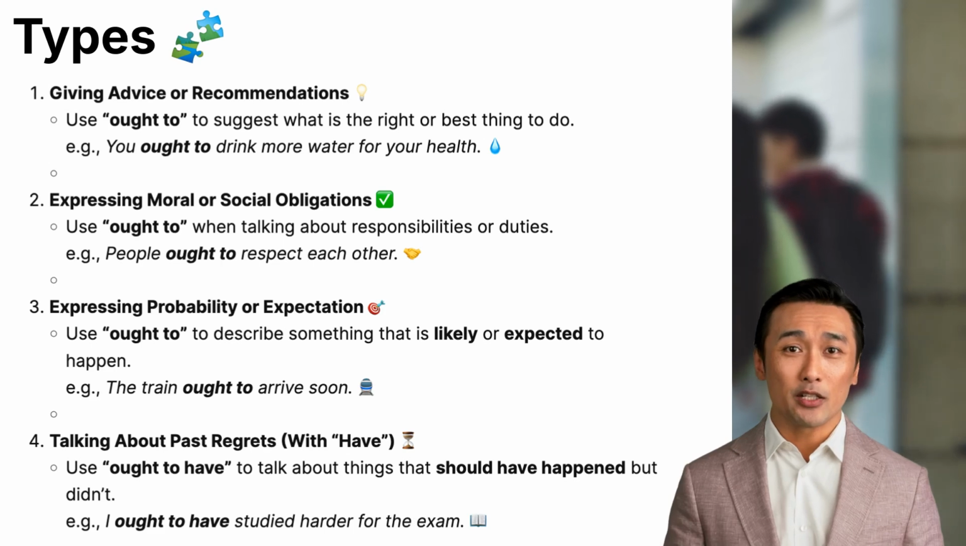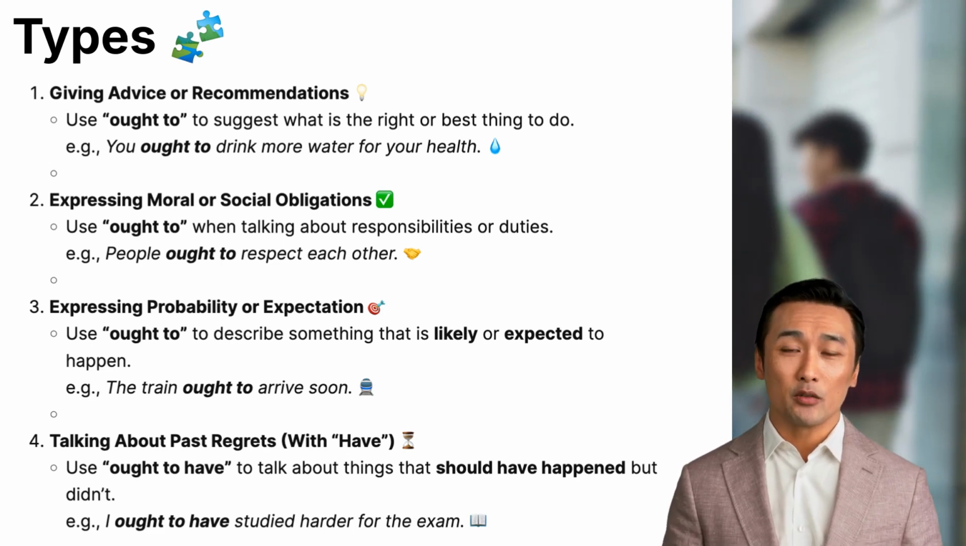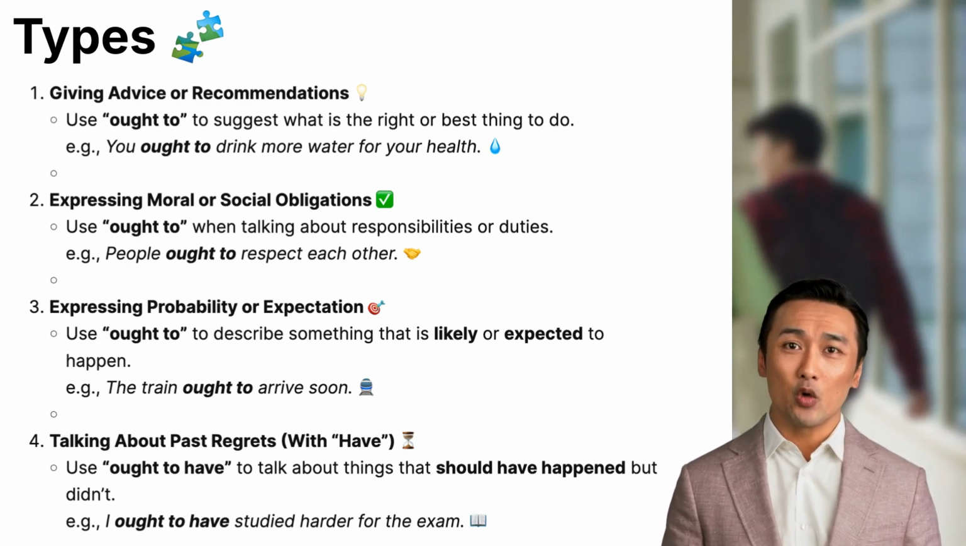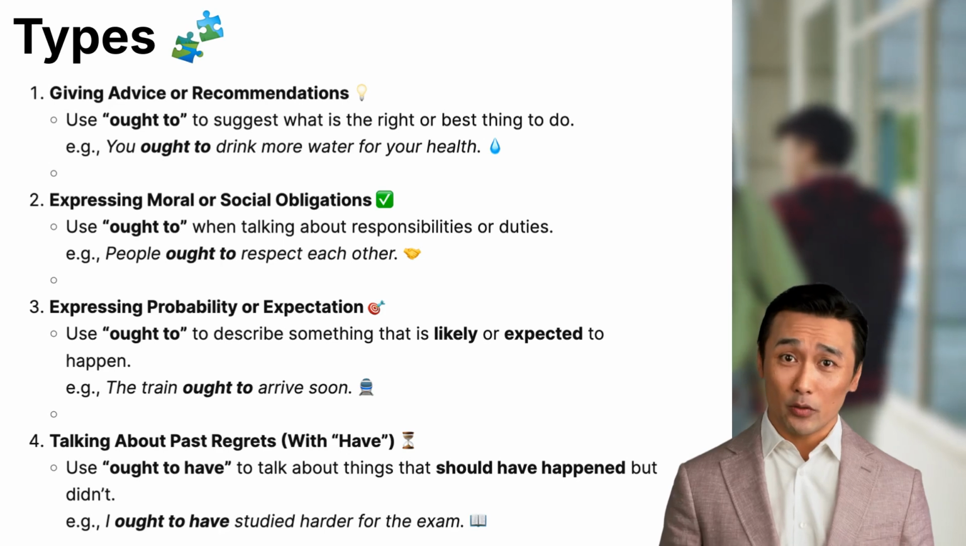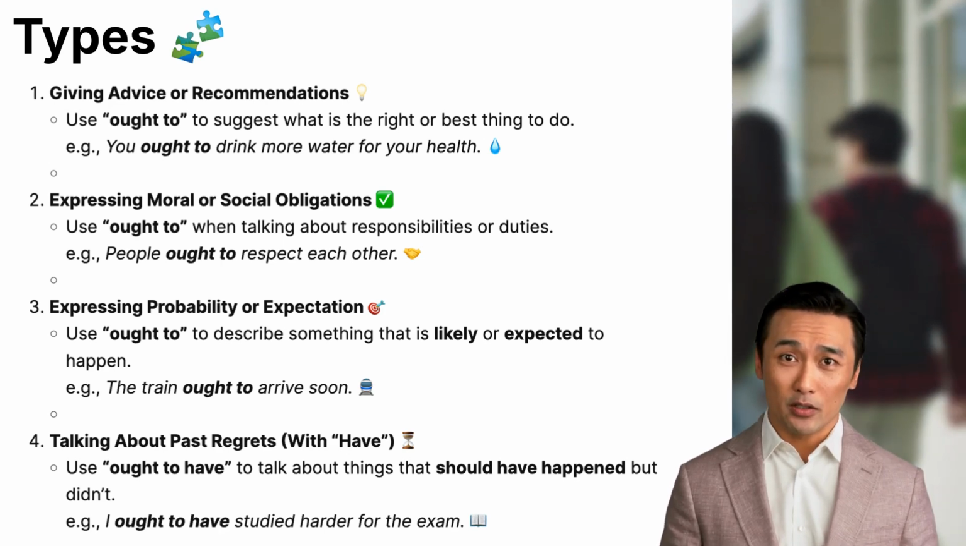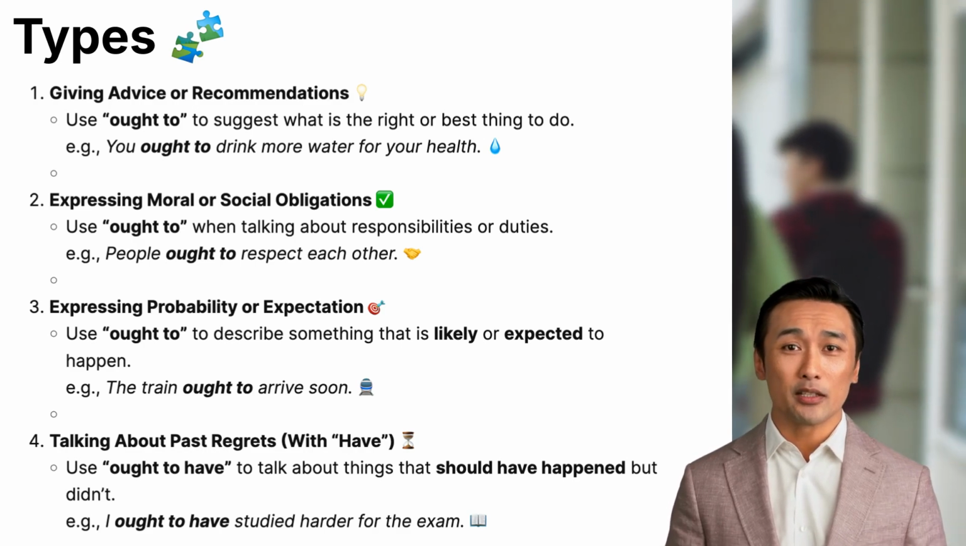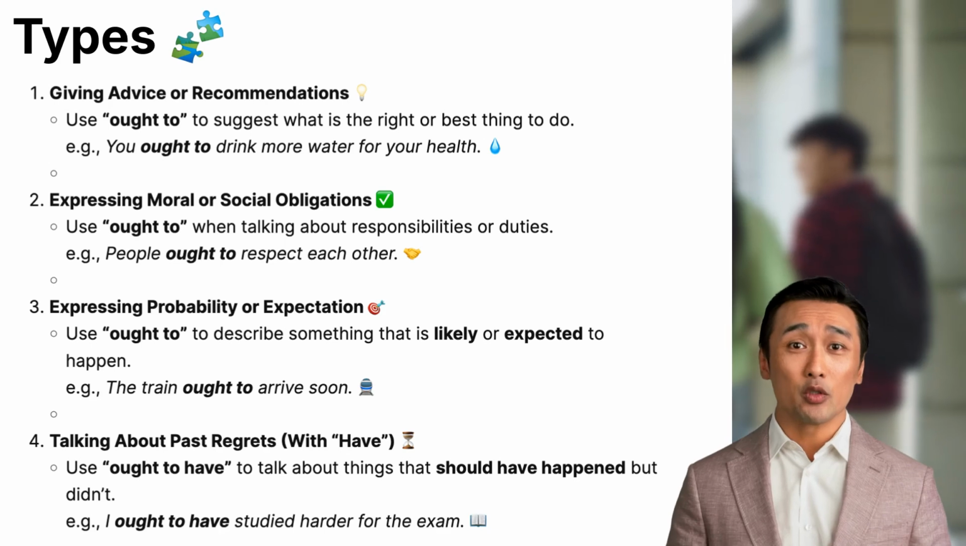2. Expressing moral or social obligations. Use ought to when talking about responsibilities, duties, or ethical behavior. It often refers to what people should do in society. Example: people ought to respect each other. This means it is the right thing to do, and everyone should follow it.